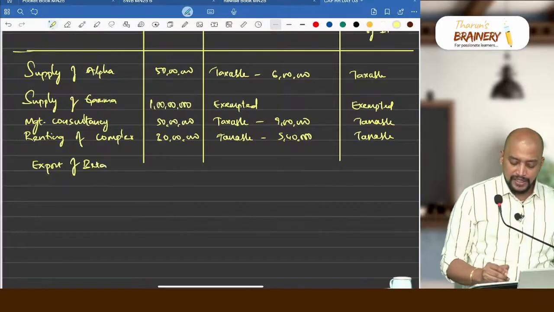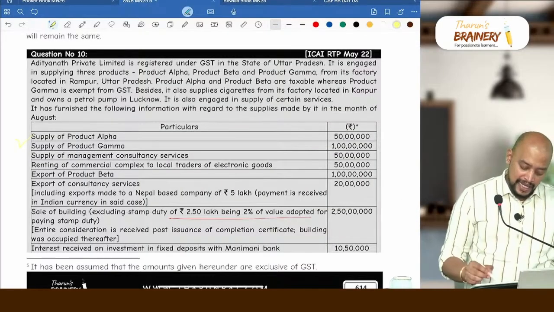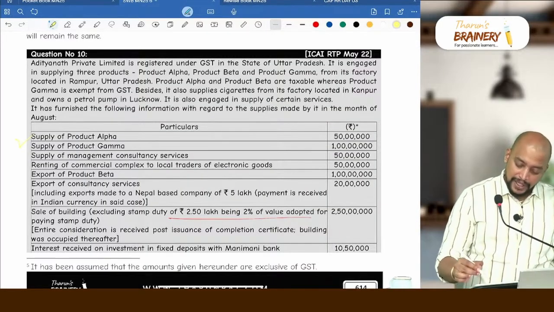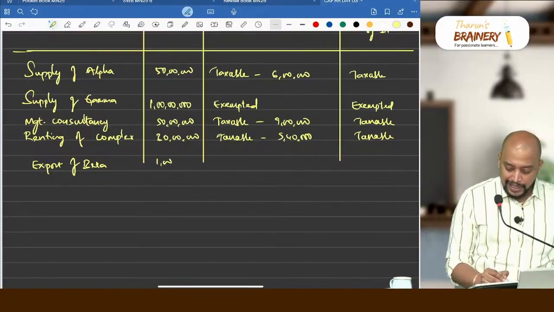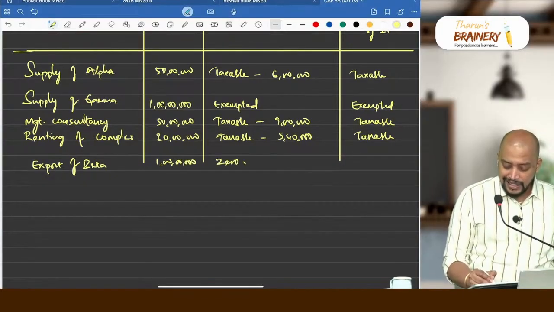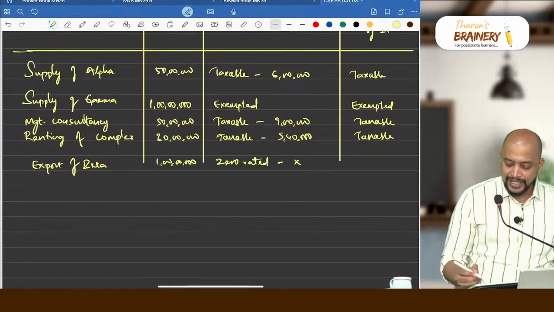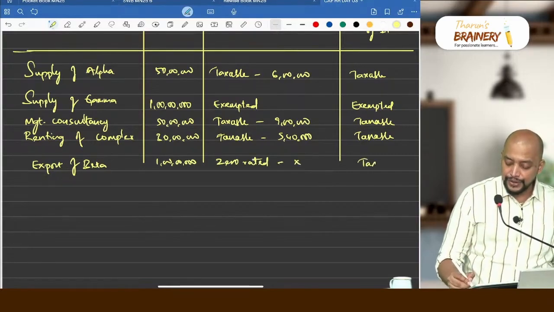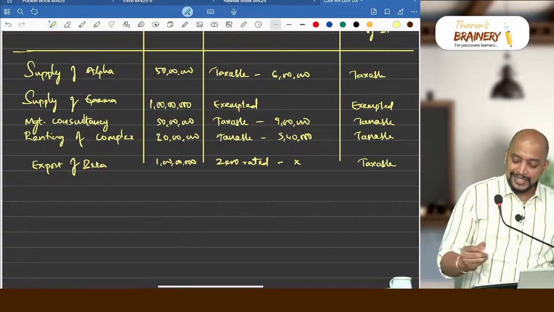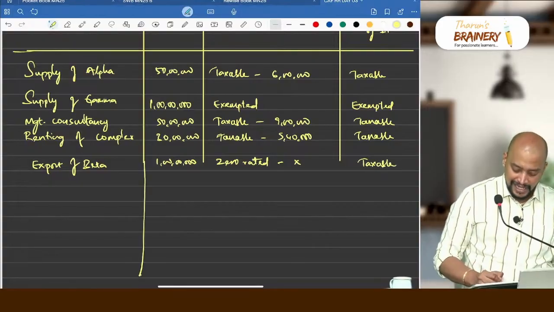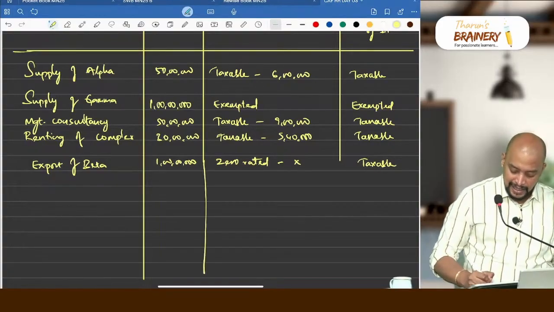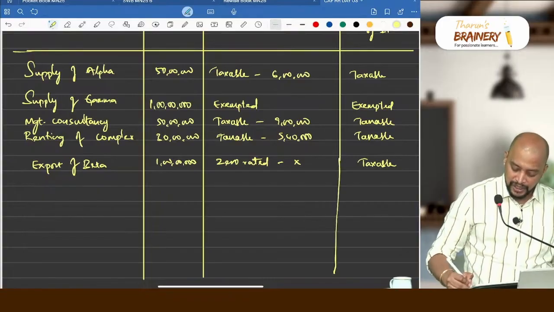So export of beta, what is the value that is given there? Export of beta will be 1 crore, and it will be zero rated, under bond or LUT. So there is no GST in this case. Even though there is no GST, it will be treated as taxable for the purpose of computation of ITC, because it comes under those 10 special points.